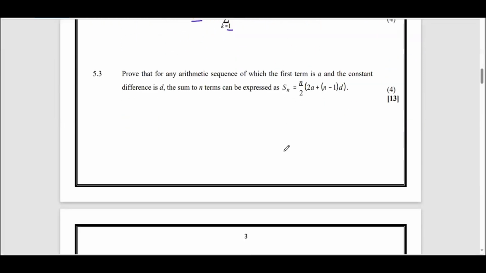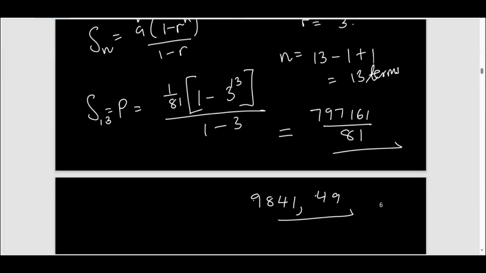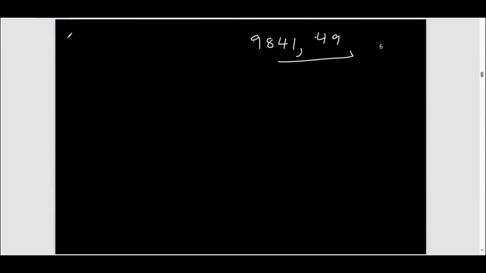Then 5.3, they want us to prove that for any arithmetic sequence with the first term of A and the constant difference of D, the sum will be given as that. So we know that the first term of an arithmetic sequence is A, the second term is A plus D, the third term is A plus 2D, and so on and so forth.